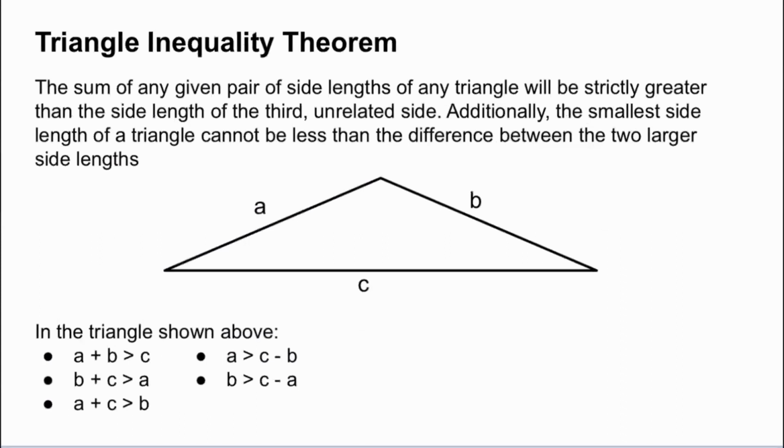Great. Now we have the triangle inequality theorem. I'm going to give you a chance to read the chunk of text above, but I'm going to break it down here. When I talk about the sum of any given pair of side lengths of the triangle being strictly greater than the side length of the third, I'm going to visualize this by tracing over this triangle with different colors of my pen.